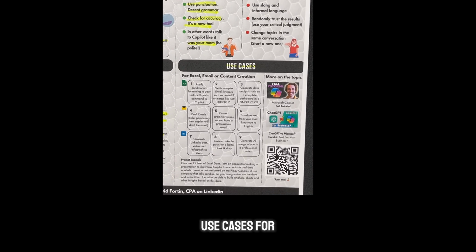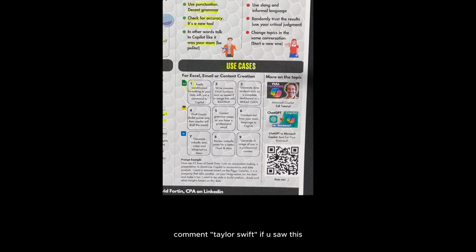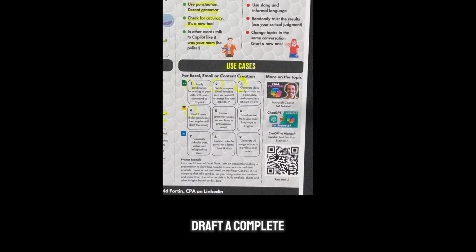Use cases. For Excel, number 1, apply conditional formatting to your data in seconds. Number 2, write complex formulas. Number 3, generate a complete dashboard in a single click. For emails, number 4, draft a complete email starting from bullet points. Number 5, correct grammar issues so you have a professional email. Number 6, translate text from your main language to English.